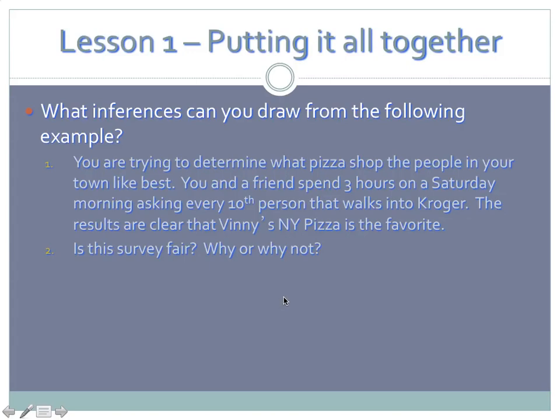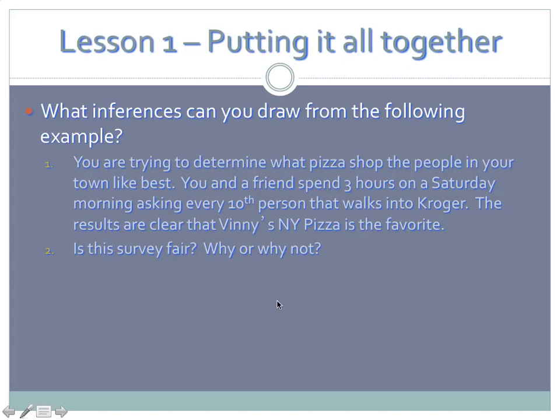All right, finally, last little part here. What inference can you draw from the following example? You're trying to determine what pizza shop the people in your town like best. You and a friend spend 3 hours on a Saturday morning asking every 10th person that walks into Kroger. The results are clear that Vinnie's New York Pizza is the favorite.